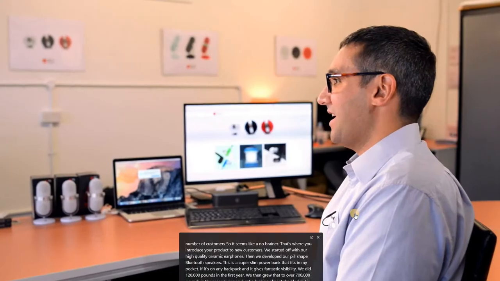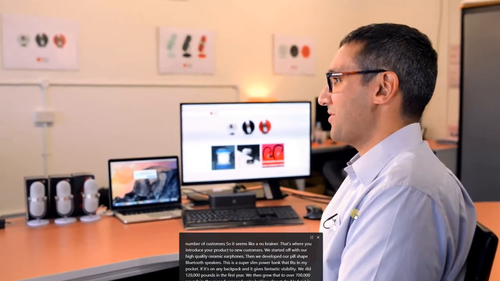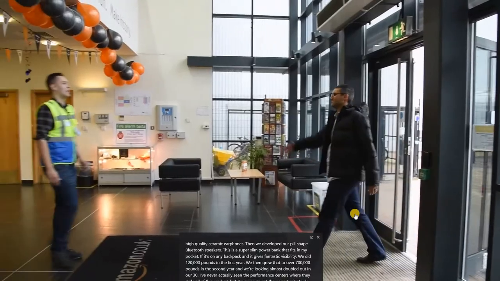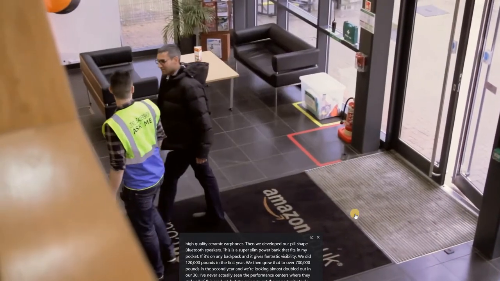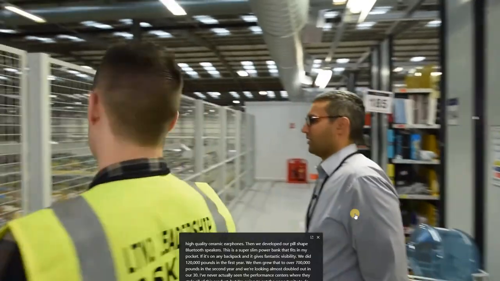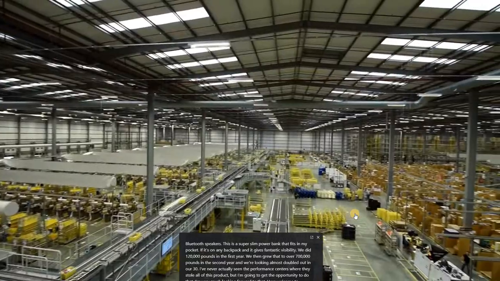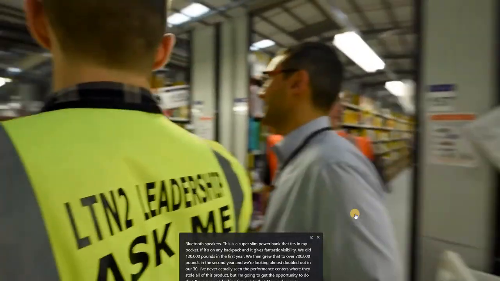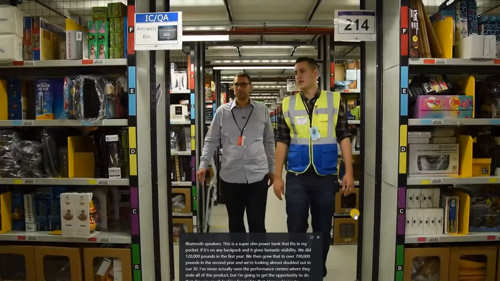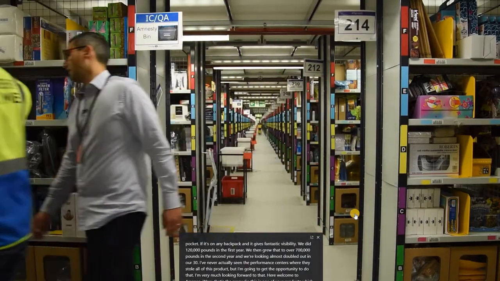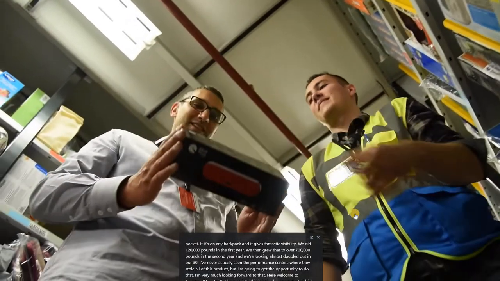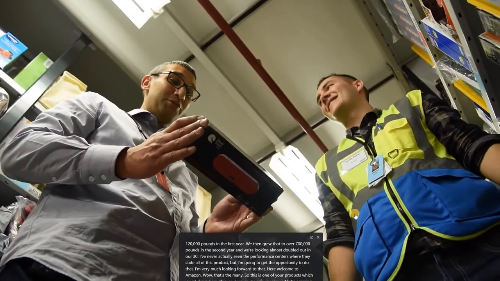I've never actually seen the fulfillment centres where they store all of this product, but I'm going to get the opportunity to do that. I'm very much looking forward to that. Hello Smith, welcome to Amazon. Wow, that's immense. So this is one of your products, just down here. Okay. This is where your pill-shaped speaker is. Wow, that's amazing. This is our first Bluetooth speaker.